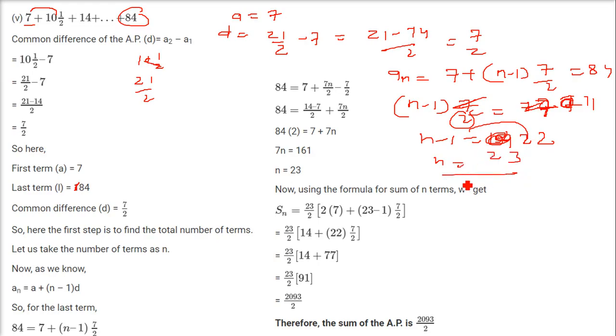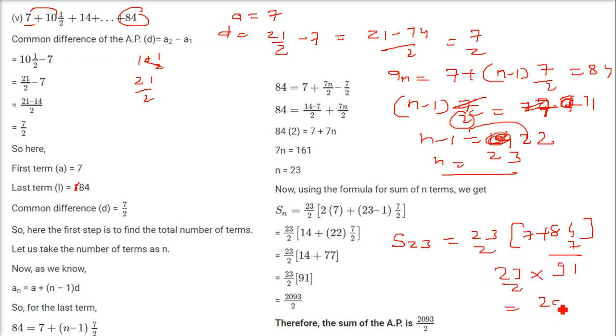Now we are aware how many elements are there. So S23 you have to find out. It will be 23 by 2, A plus L. A is what? 7. What is L? 84. So 84 plus 7 is 91, right? 91 into 23 by 2, and this is going to be 2093 by 2. This is your answer.